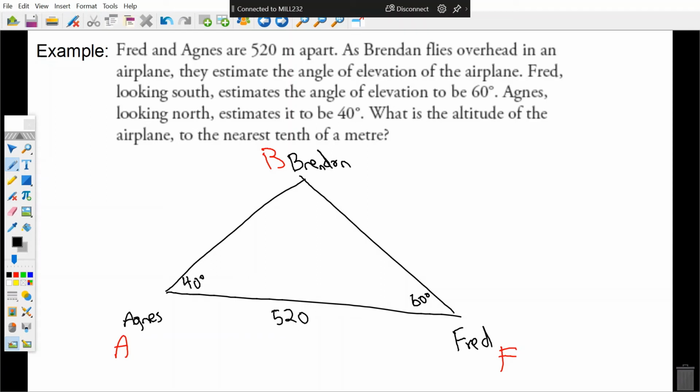The question wants us to find the altitude of the airplane. How high in the air is the airplane? So I'm going to go from Brendan straight down. Eventually, we want to find the height of this plane, okay? Now, we're not going to be able to solve this in one shot. This is going to take 2 equations to be able to do it, okay?